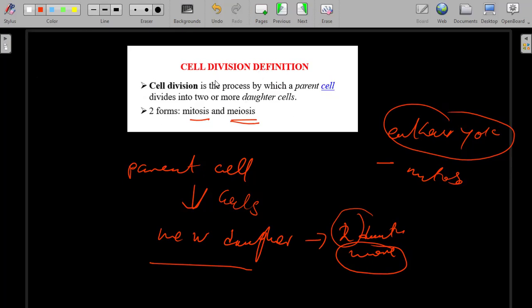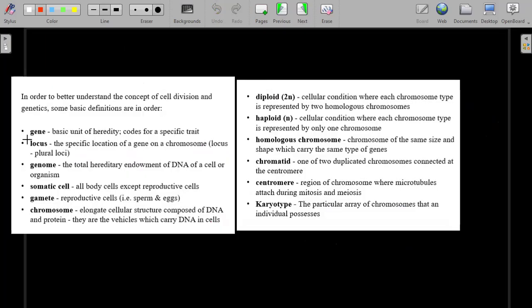Before we dive deep into discussing these types of cell division, let's discuss some terms that we need to know. We need to know what a gene is. A gene is simply a basic unit of heredity, and this gene is able to code for a specific trait. You also need to understand what a locus is. A locus is simply the location of a gene on a chromosome.